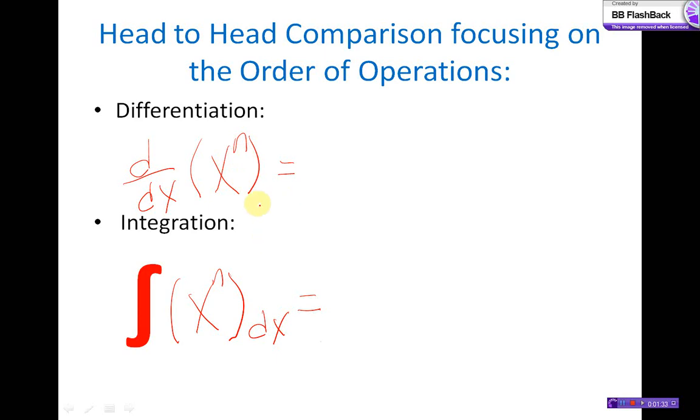So in the first equation at the top, the first thing we did with n was we multiplied. And the second thing we did was subtract.